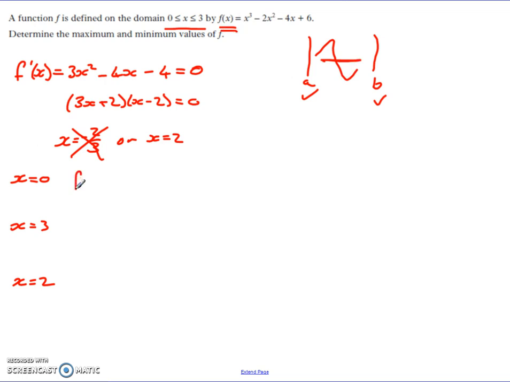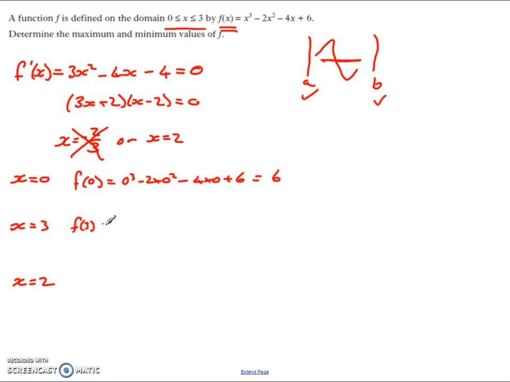So f of 0, well, that's equal to 0 cubed, take away 2 times 0 squared, take away 4 times 0 plus 6, which I hope you could realise was 6. So x equal to 0, the lower part of my domain, the value is 6.